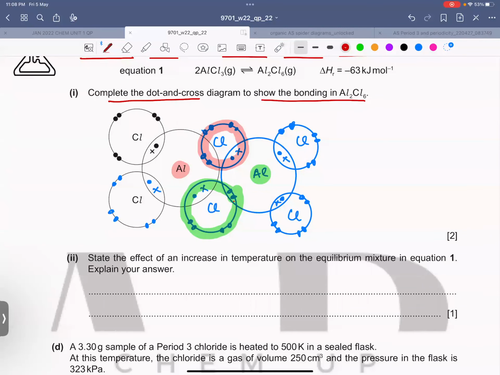See, this is the dative bond. And here it is a dative bond. Because see, this chlorine is sharing a whole pair of electrons with this aluminium, and in the same way this chlorine is sharing this whole pair of electrons with this aluminium.